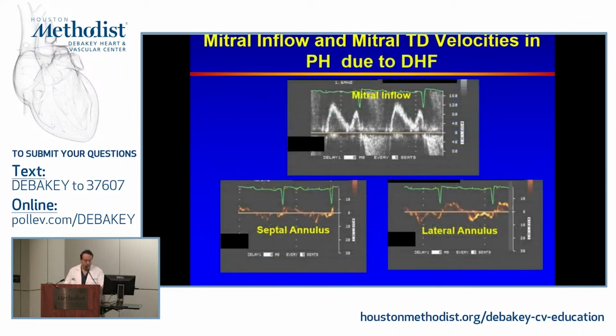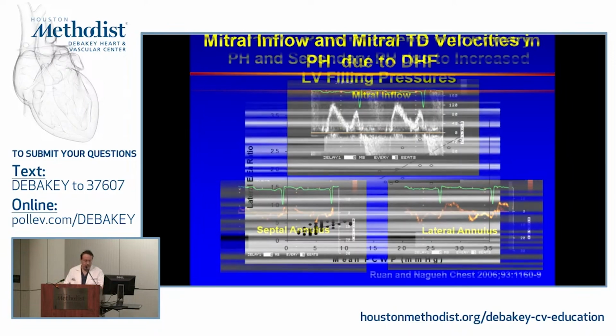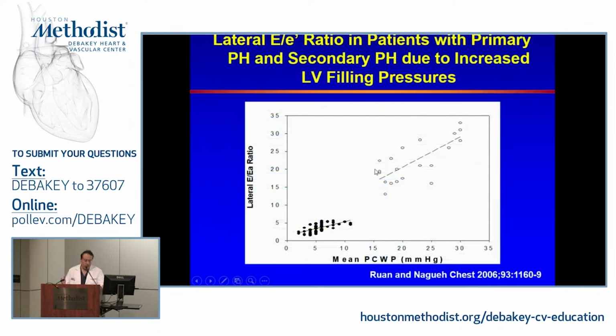Unlike this patient who has group 2 pulmonary hypertension, notice the ratio here is more than 1. Both velocities, septal and lateral, are reduced. This is a study from our group years ago showing that the interrupted line and the open circles show the correlation of lateral E to E prime with the mean wedge pressure in patients with group 2 pulmonary hypertension as opposed to group 1. You see all the points here clustering with an E to E prime ratio that is hovering around 5 as opposed to values of 15 and above.